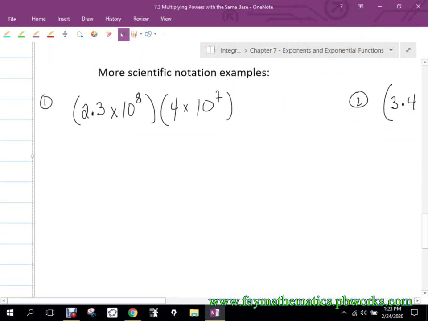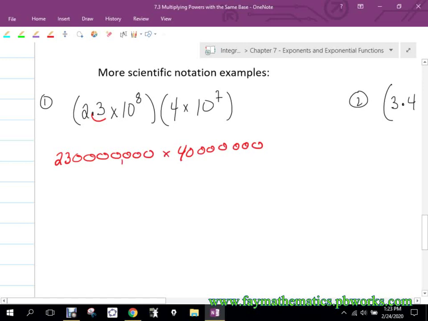Okay, if I ask you to take 2.3 times 10 to the 8th, so that is, working on our scientific notation, that's a 2, a 3, and then how many zeros? 7. Because that accounts for the 1 that is part of that, right? So 7 zeros. Times then 4 times 10 to the 7th, so that's actually going to be 40 million.